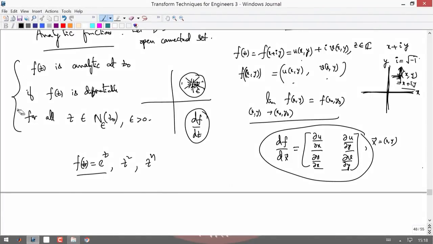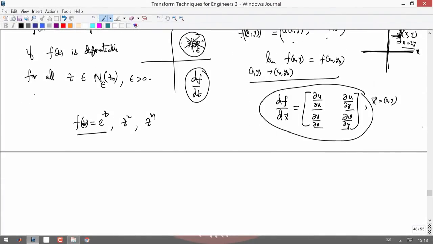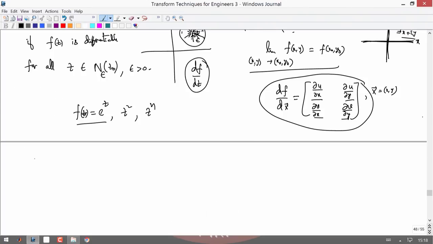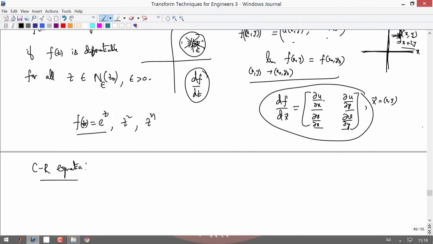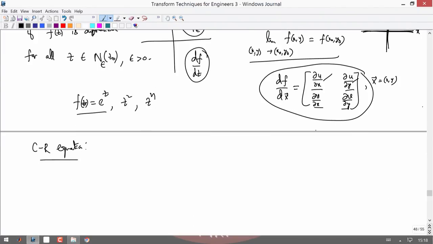Okay, so this is one basic definition of analyticity. To check whether a given function is analytic, you do not have to apply this fundamental definition every time. Instead, you have another characterization called the CR equations, because you can always find partial derivatives. Given f of z, I can find u of x y and v of x y, and find their partial derivatives as functions of two real variables x and y.